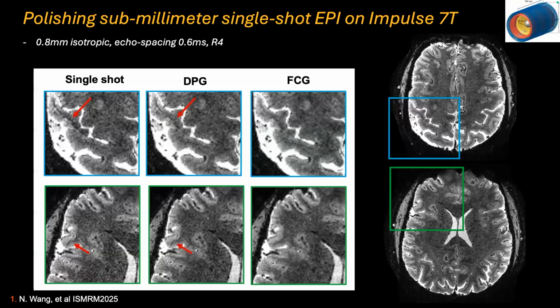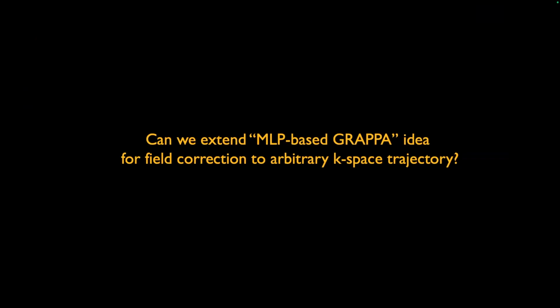We apply this also onto the impulse. You can see here that this is 0.8 millimeter isotropic, with acceleration. Echo spacing is short at 0.6 milliseconds. Single shot has quite a bit of artifact. Dual polarity cleans it up a bit, and then field correcting GRAPPA really polishes it up to get a nice result.